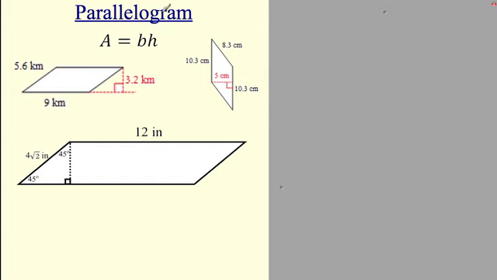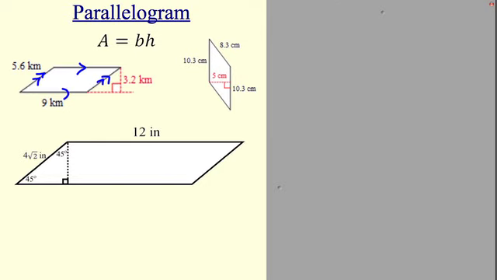So, parallelogram, opposite sides are parallel. That's what a parallelogram is. Remember, these are parallel to this. It's just base times height, so it's just a matter of finding the base and the height. So, in this first one, let me change colors here real quick. This is the base from here to here, and check it out, the height is how tall it is this way. So the first one is just 9 times 3.2.